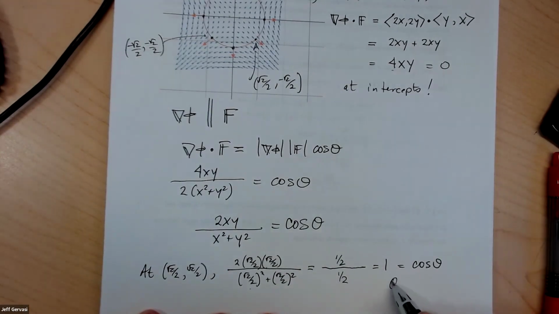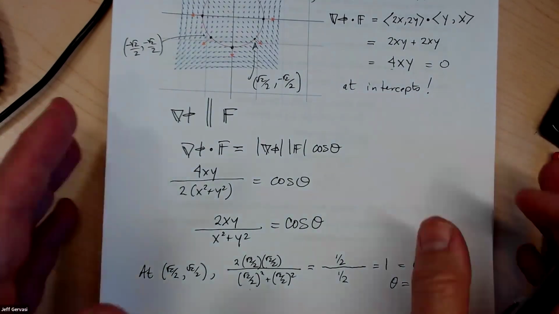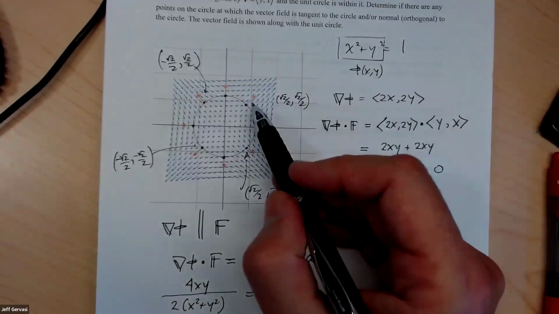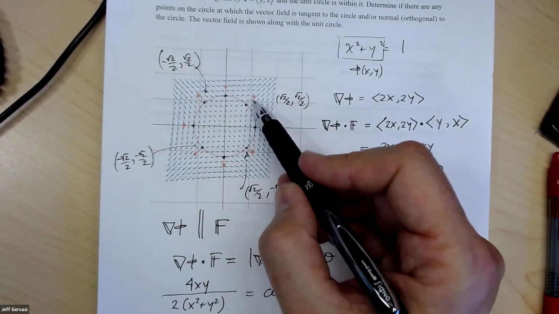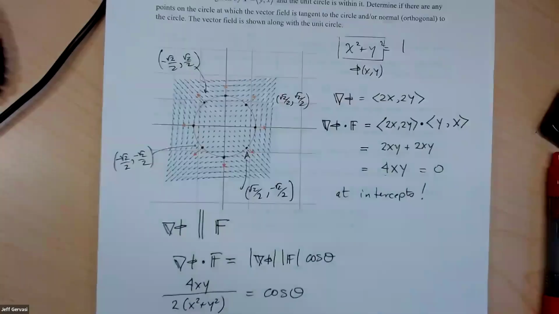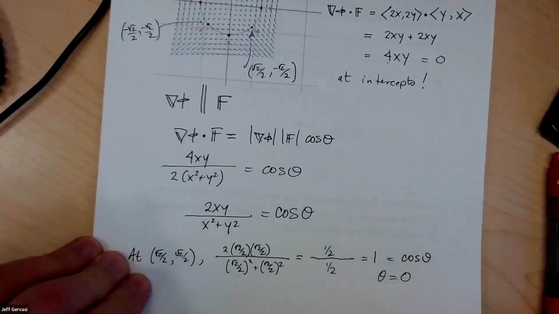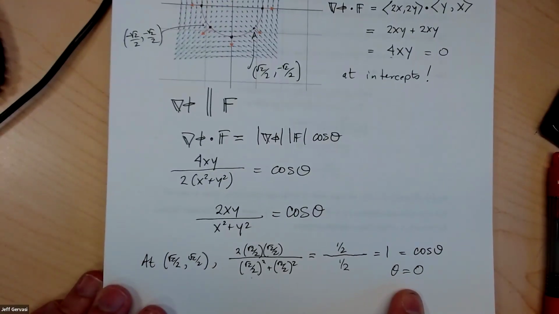And if that's the case, then that theta is equal to 0. So as we said, we looked at the figure and we said, well, at that point, the gradient vector and the vector field are in perfect alignment. They point in the same direction. So the angle between them should be 0. And we just verified that with this calculation.